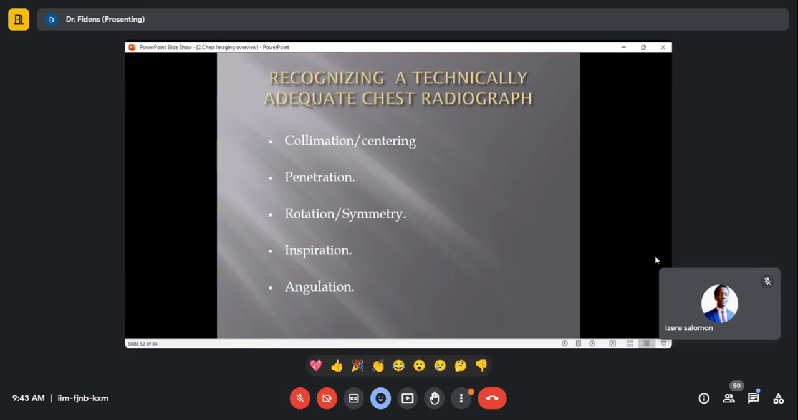But here, listen very well to me. Here we are talking about when you have a film, a radiograph in front of you, and want to interpret. Here, you interpret, you are not in the X-ray room, but here you want to interpret. Before you start analyzing, interpreting the chest radiograph, these are the five things you have to check for first.